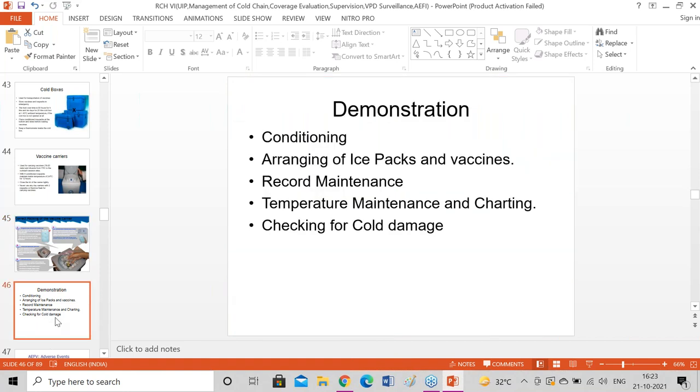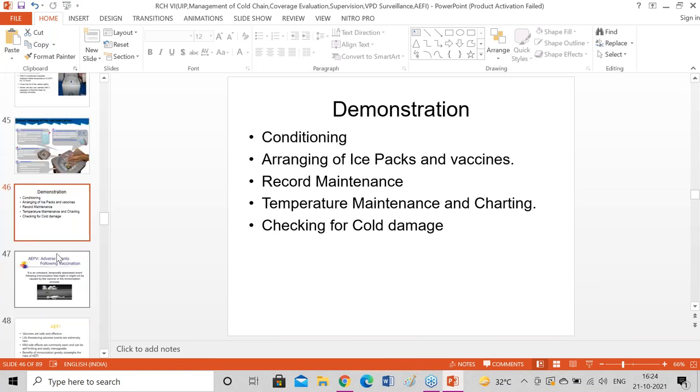So this is what you should be knowing. Anytime that you get a chance to visit, we actually do not have ILRs in our museum, whenever you get a chance to visit the cold chain points in our department, just see how we are conditioning the ice packs, how these ice packs are arranged, how the vaccines are arranged, how the record of temperature is maintained, how the charting is done, and how we check for cold damage. So you should be knowing these.